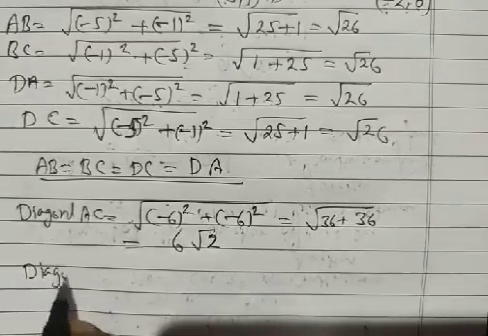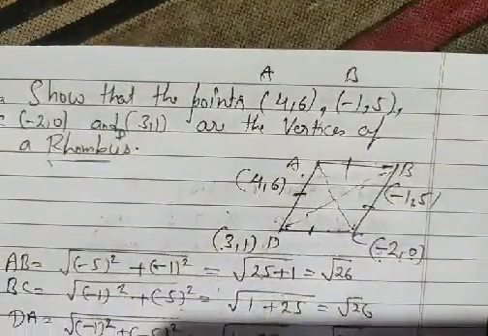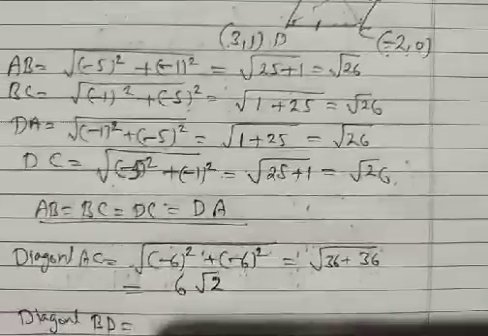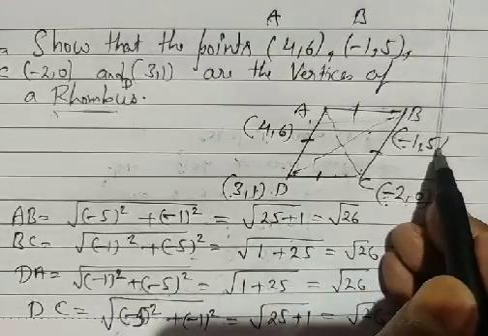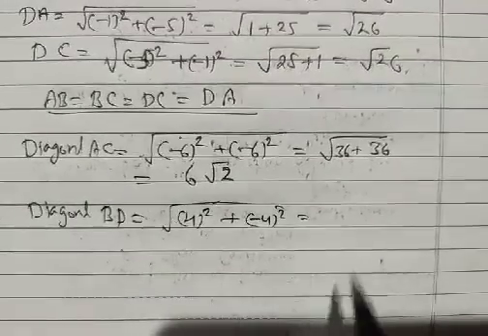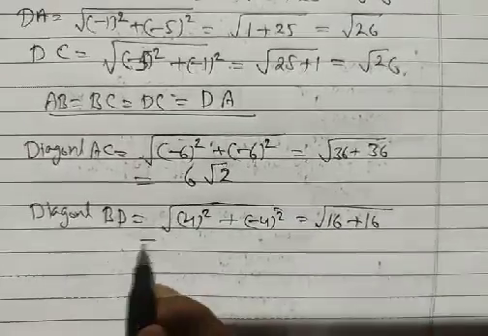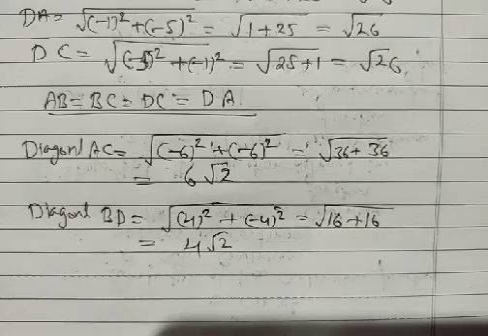Now we are going to find out diagonal BD here. What is BD? It's 3 minus minus, plus 1. 3 plus 1 is what? It's 4. Under root 4 whole square, plus we are going to take 1 minus 5. We get minus 4 whole square. Then it's 16 plus 16, 2 into 16, and after solving we get 4 root 2. It's our 4 root 2.